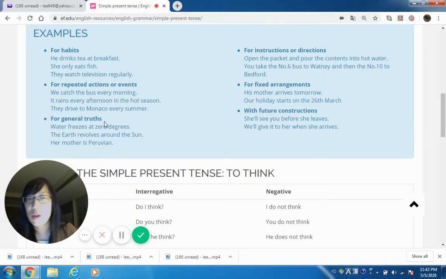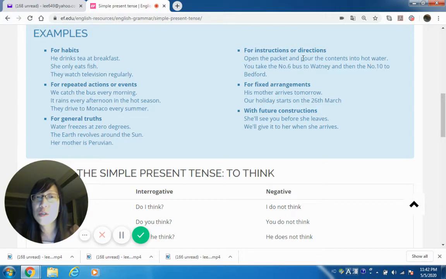For general truth, again, is it a correct truth? That does not really matter. Water freezes at 0 degrees. If I think this is general truth, I could say the water freezes at 10 degrees Celsius. It's incorrect information, but I am telling somebody as a truth. The earth revolves around the sun. Her mother is Peruvian. Peruvian is a person from Peru.